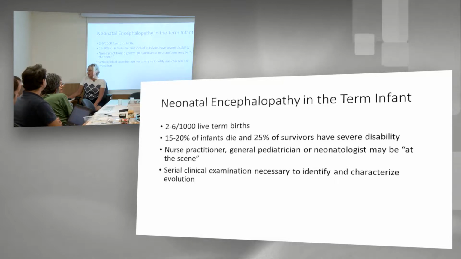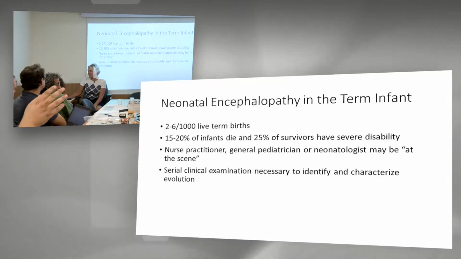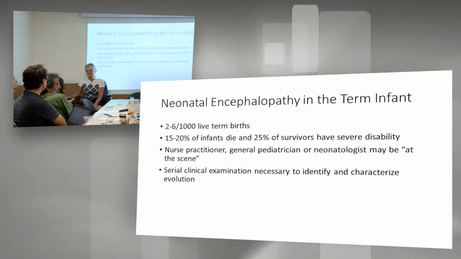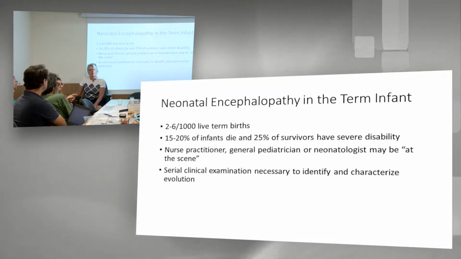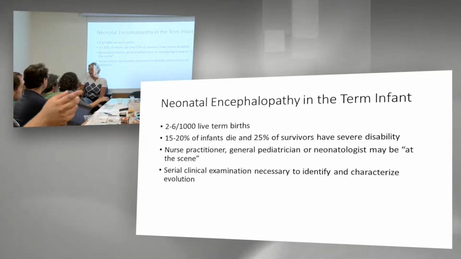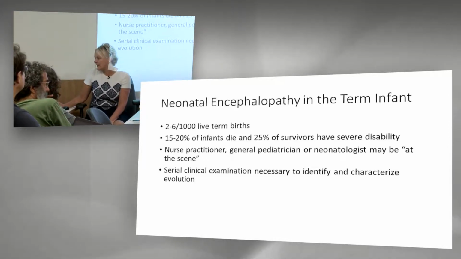We know it affects between 2 and 6 per 1,000 live births, and so you can do the math in your own delivery area. If it really is in excess of 20,000 deliveries, one could be expecting to see at least 100 to 120 of these babies in a year. We know that even with hypothermia therapy, between 15 and 20% of these babies will die, and that a quarter of the survivors will have significant disability.